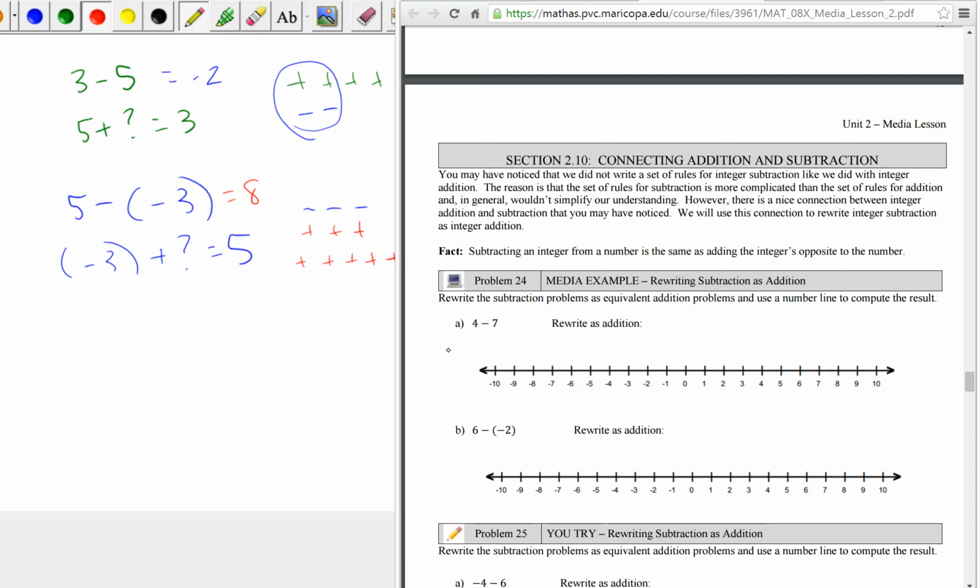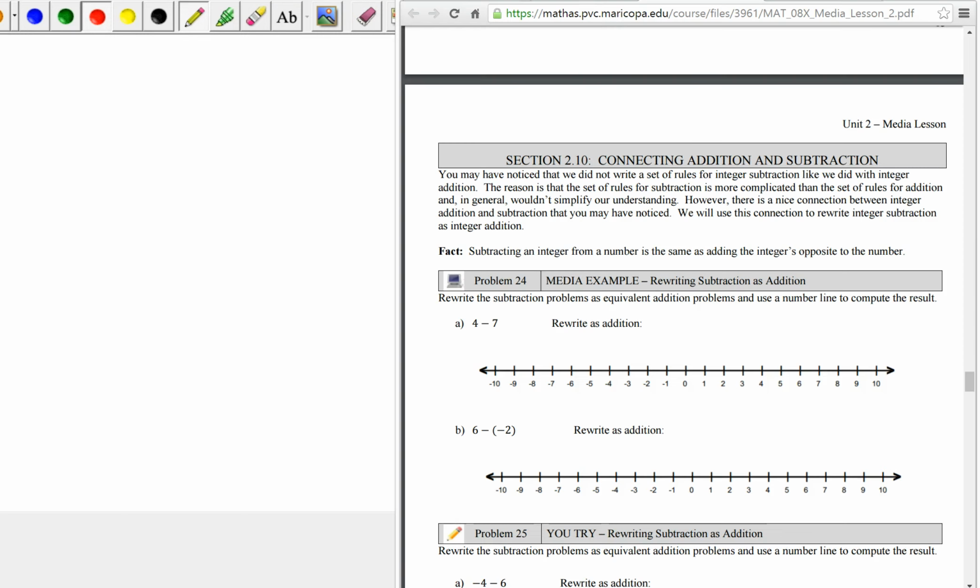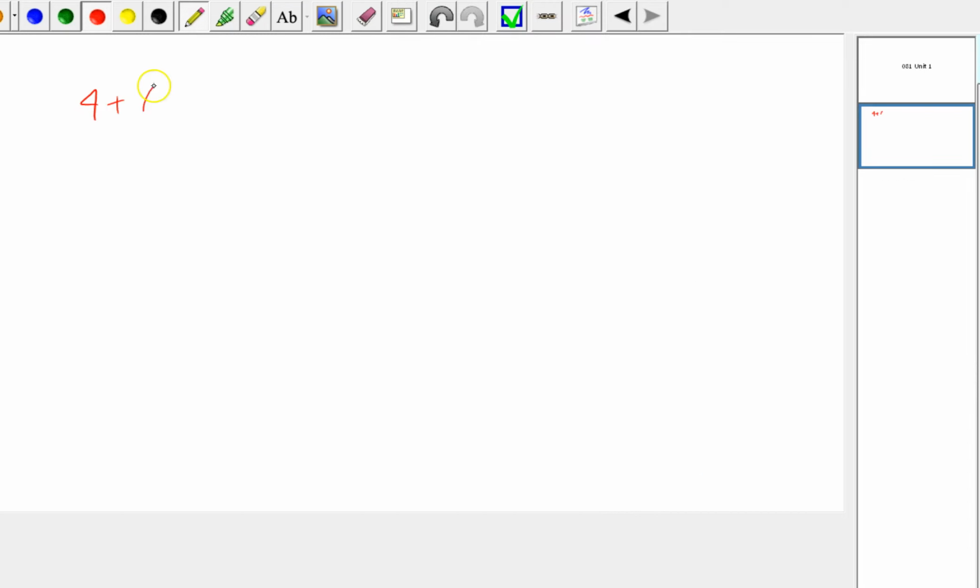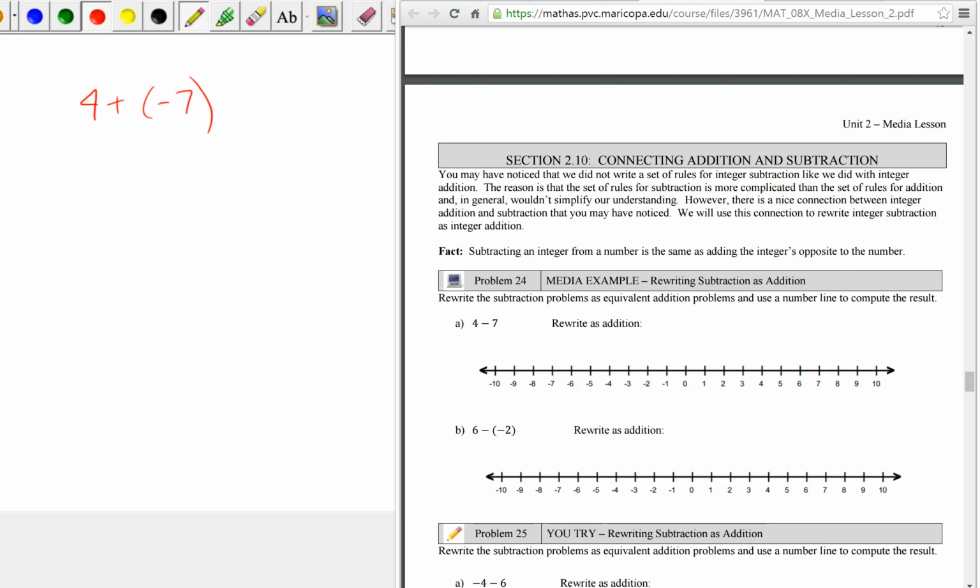You can show them why our general result, that subtracting an integer from a number, is the same as adding the integer's opposite to the number. And it's really evident in the chips. So basically the gist of this is we have 4 minus 7 is 4 plus -7. Then you'll have them do this using addition.